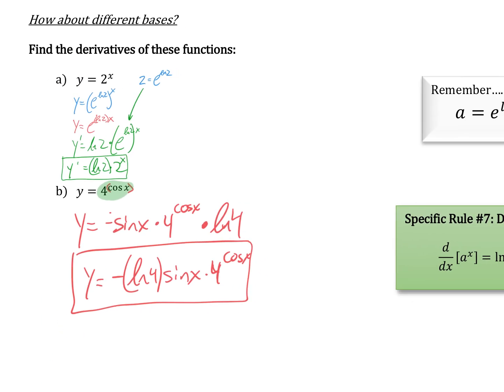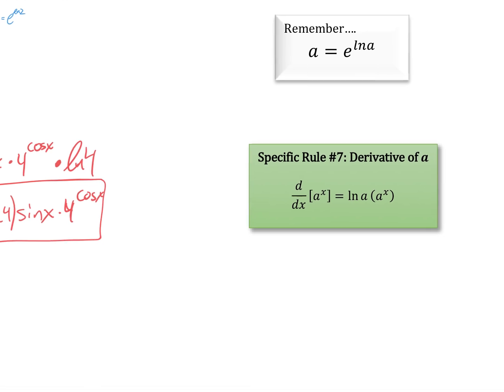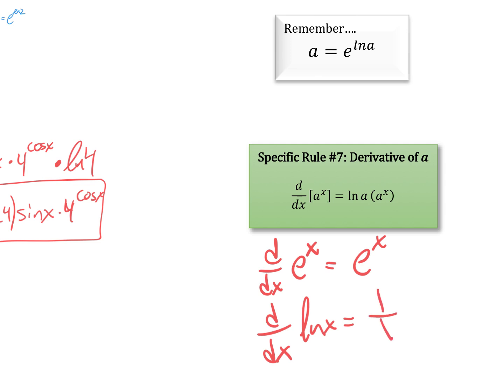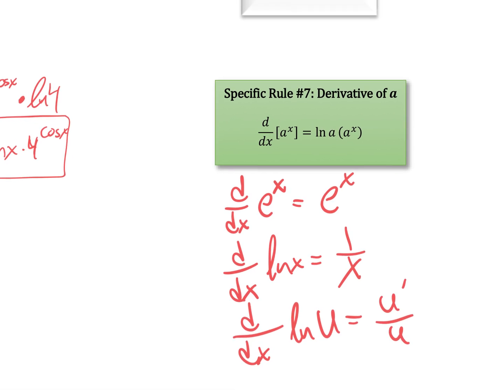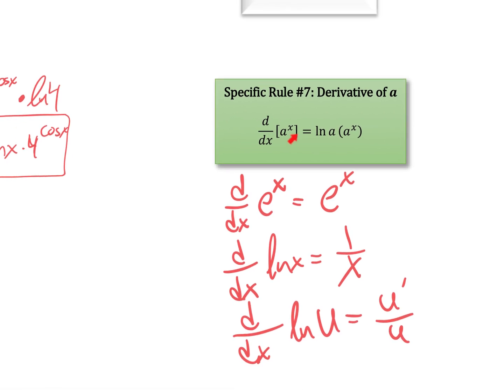So again, the derivative of e to the x is e to the x. The derivative of natural log of x is just 1 over x. And one more while we're at it: the derivative of natural log of u is u prime over u. And then if we have a to the x, well, we've got to have that conversion factor there.